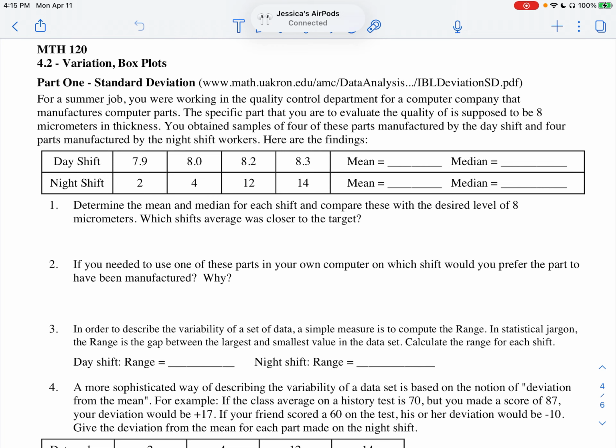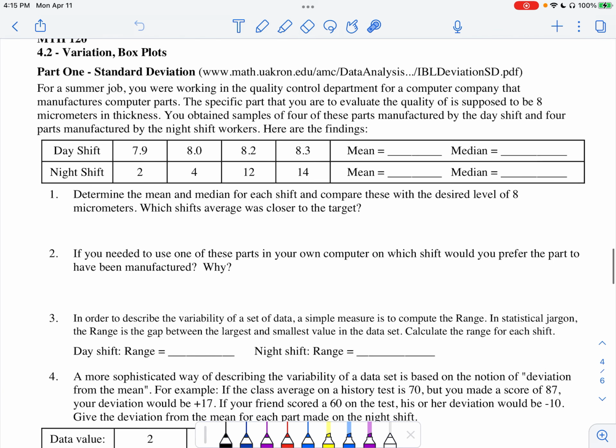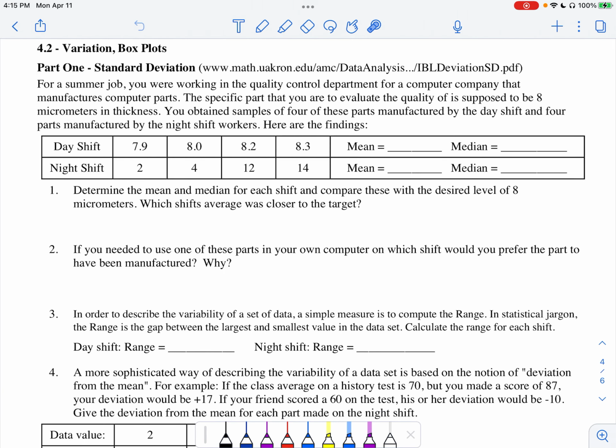All right, so in section 4.2, we're going to start looking at variation. So part one is all about standard deviation. All right, so we're going to start by looking at this first set of examples up here, where we're looking at a quality control department for a computer company.